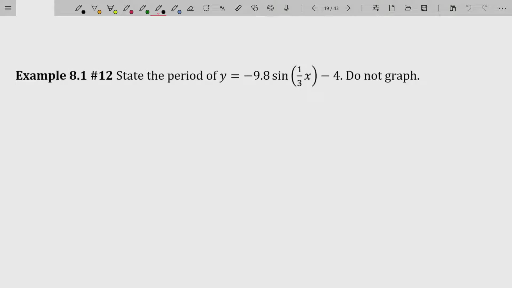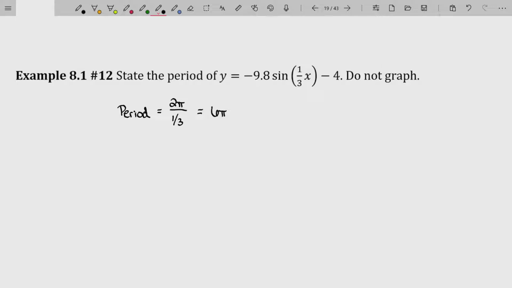Likewise, we could do the same thing for a sine function. All the other numbers don't matter here when you're asked to find the period of a trig function. So the period in this case, again, is just 2 pi over the coefficient of x, which is 1/3. If you multiply numerator and denominator by 3, you get 6 pi. So it takes a length of 6 pi along the x-axis to complete a full cycle of the sine function in this case.